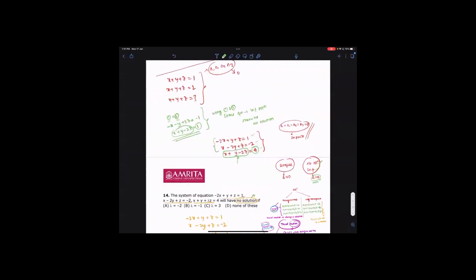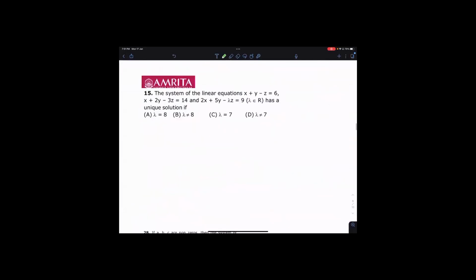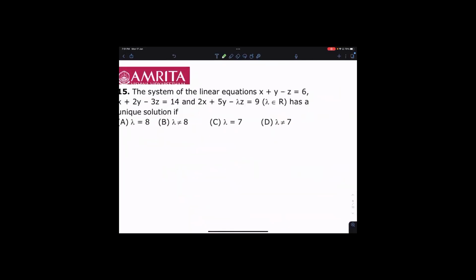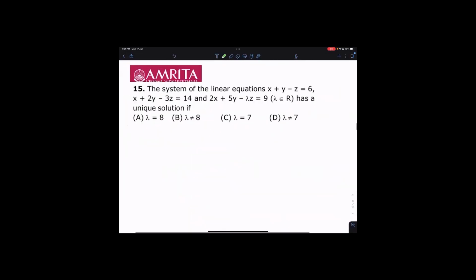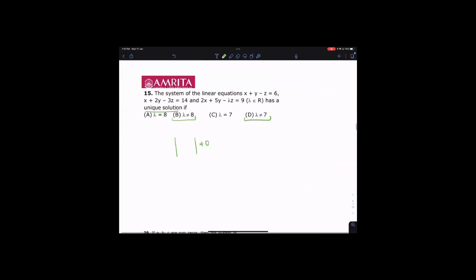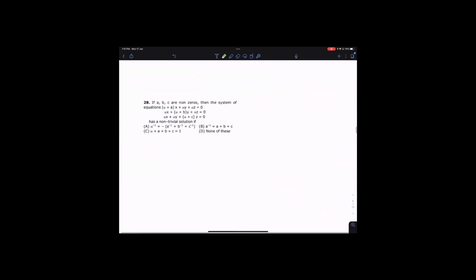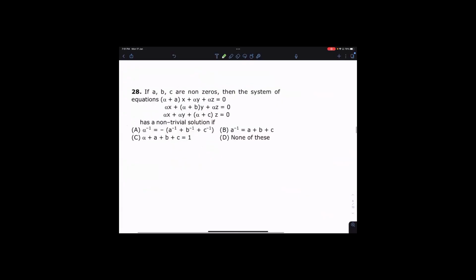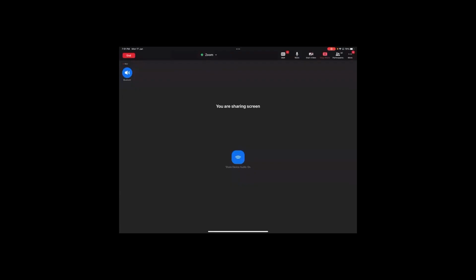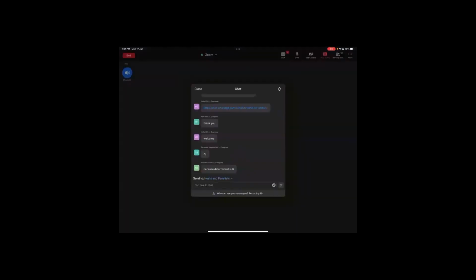Okay. Let us take one more question like that. Now this is very simple. They are saying unique solution. Unique solution means delta not equal to 0. Obviously, just by looking, if you don't have time, you have to guess between these two. Let us take this one. Let me just check. Any doubts or anything?